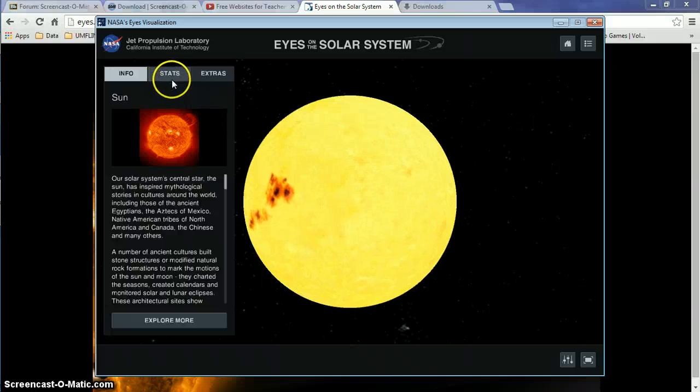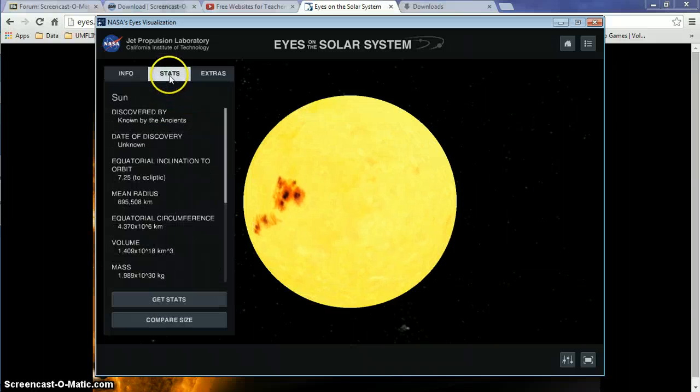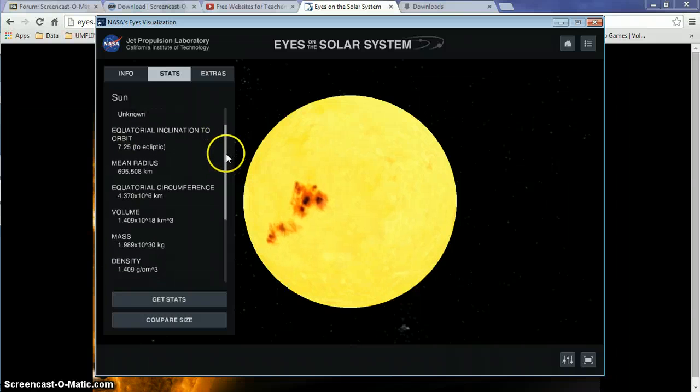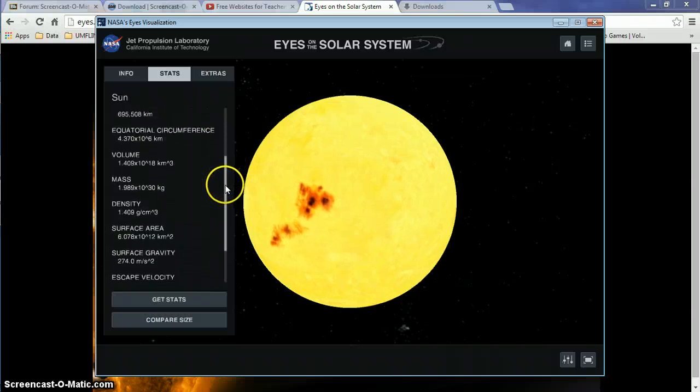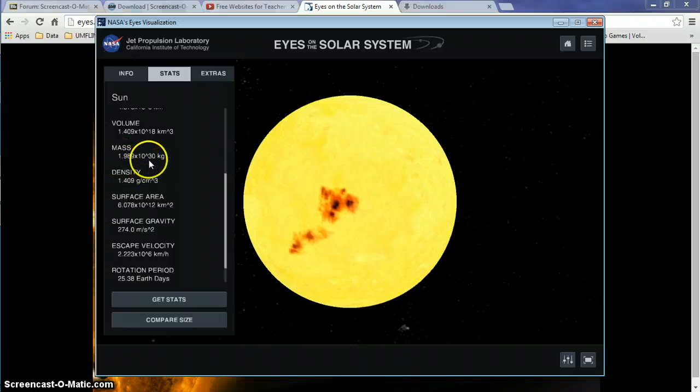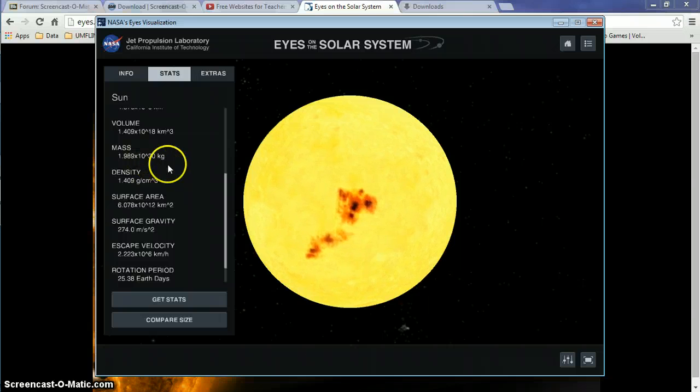Now where I want you to get your information is up here. We've got stats, statistical information. So it tells you all sorts of different information: equatorial inclination to orbit, mean radius, equatorial circumference, key information, some volume, mass. Mass is 10 to the 30th power, that's 30 zeros after that 10. That's a lot of mass.